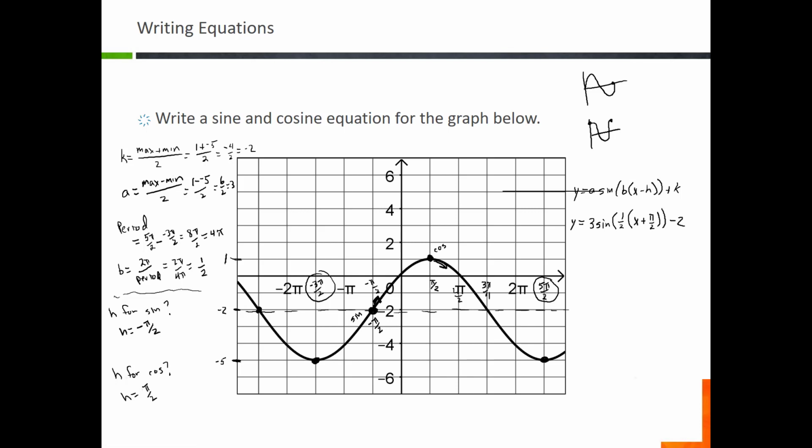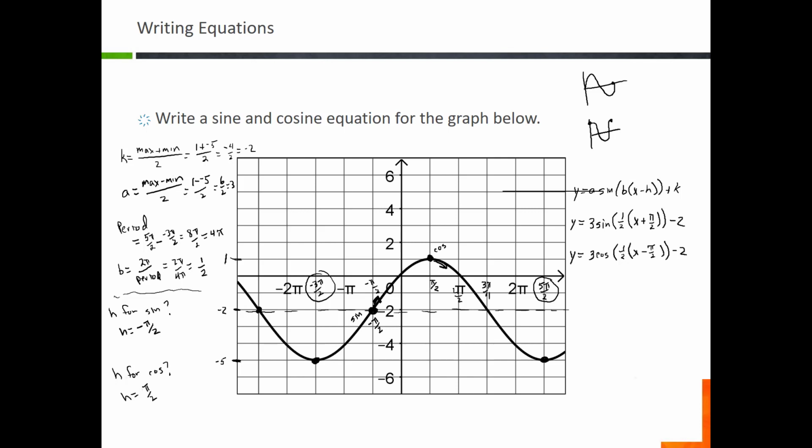Cosine is the same thing. It's just we're going to use cosine instead of sine. So y equals 3 cosine of one half, all that's the same, times x minus, so what did we pick for h? We picked pi over 2. So pi over 2, close your parentheses, and minus 2. So the only difference is your h value here. That's the only thing that's different between sine and cosine.